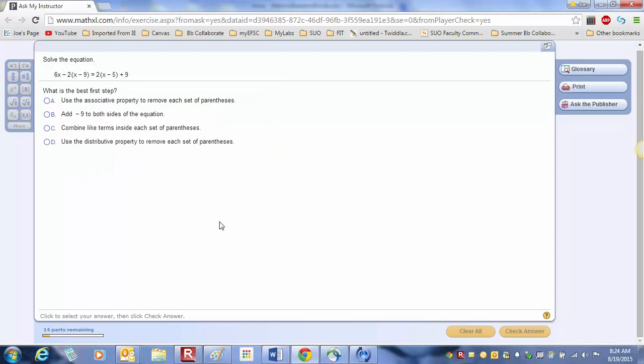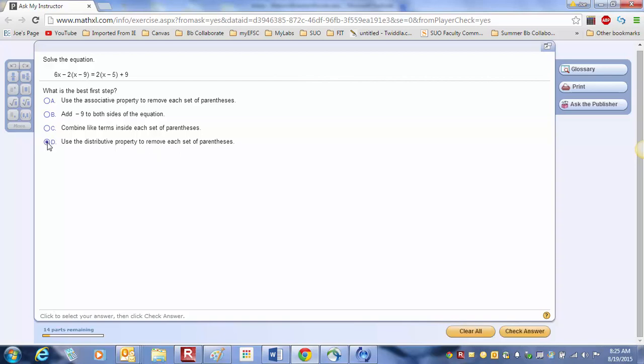Alright, let's go over solving this equation. We have 6x minus 2 times (x minus 9) plus 2 times (x minus 5) plus 9. What is the best first step? Well, for me, the best first step would be to distribute the negative 2 and distribute the 2. Use the distributive property to remove each set of parentheses. So by doing that, we would simplify the parentheses.